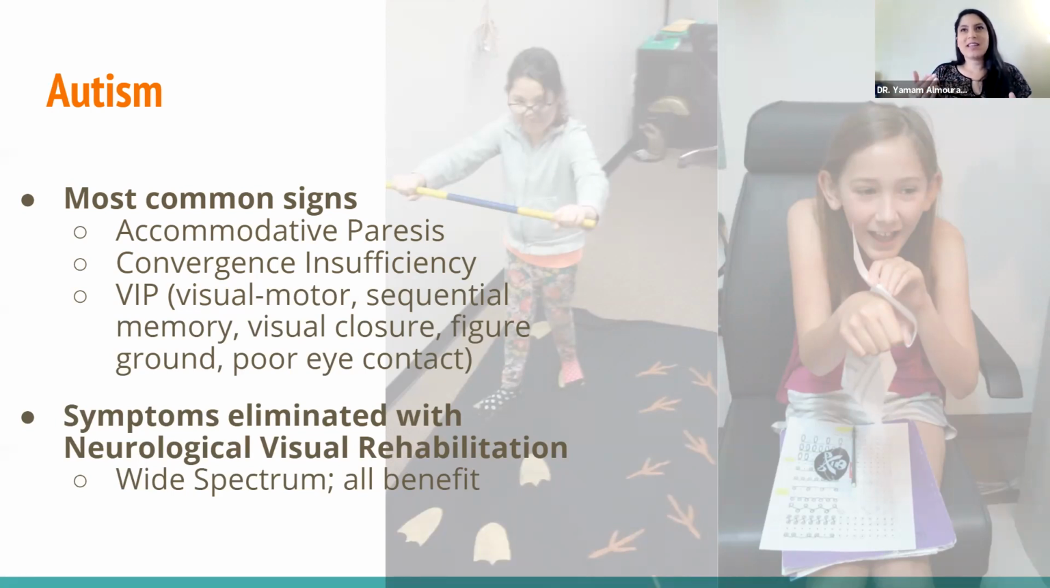They're actually trying to look as clearly as possible, but it's not the social norm to use your periphery to look at someone. And that is something central vision can be strengthened with neurological visual rehab. Now, with the symptoms, these symptoms are eliminated, and there's a wide spectrum of autism.